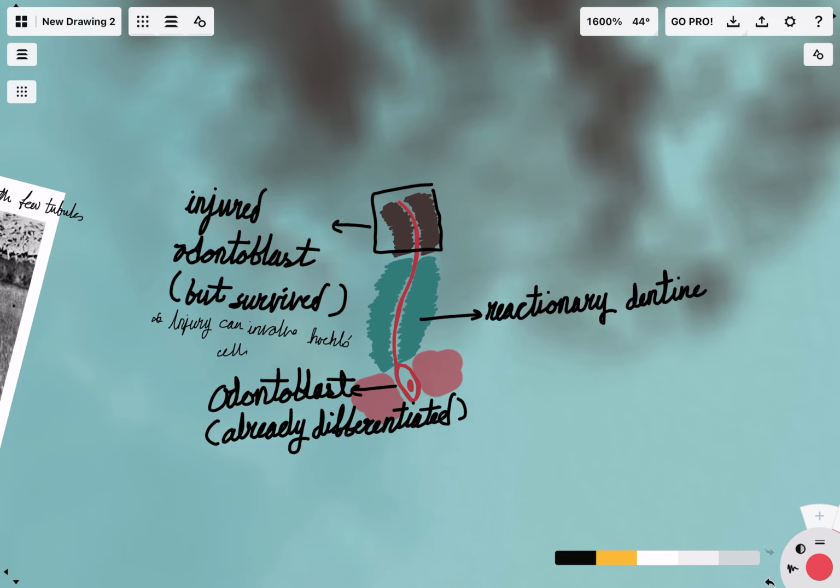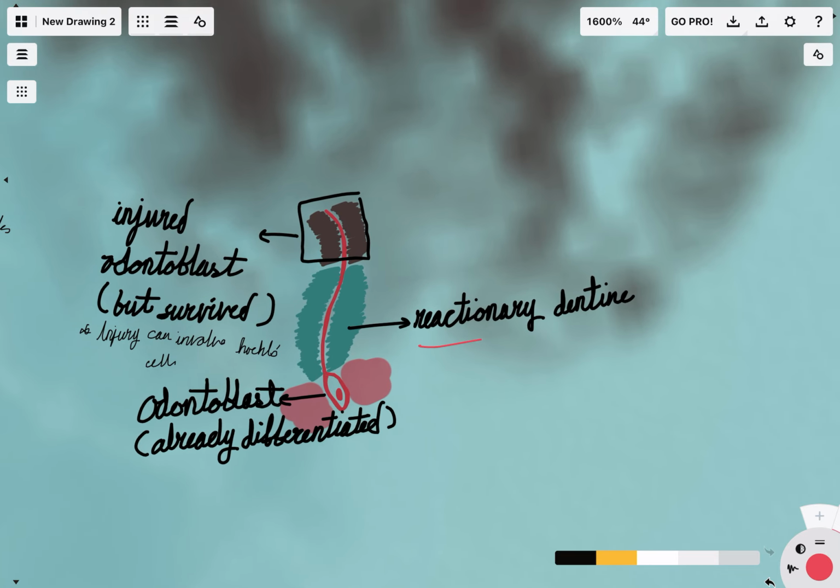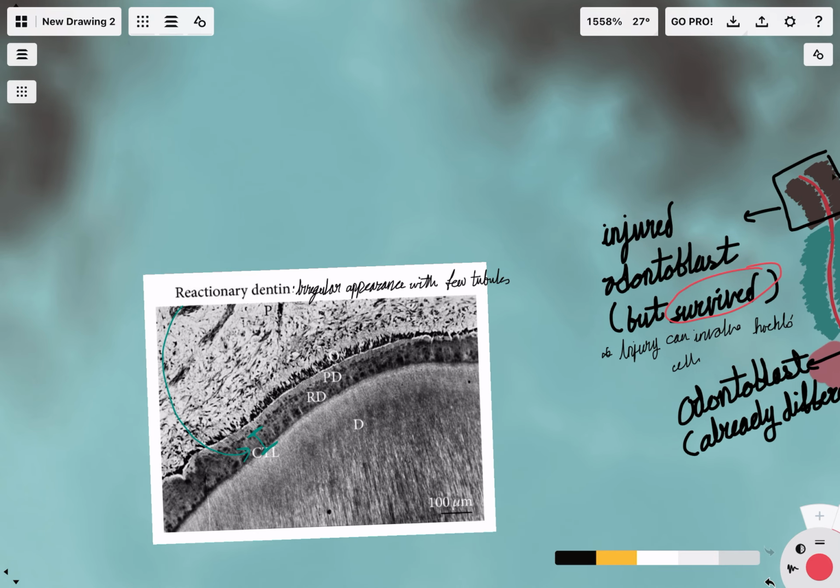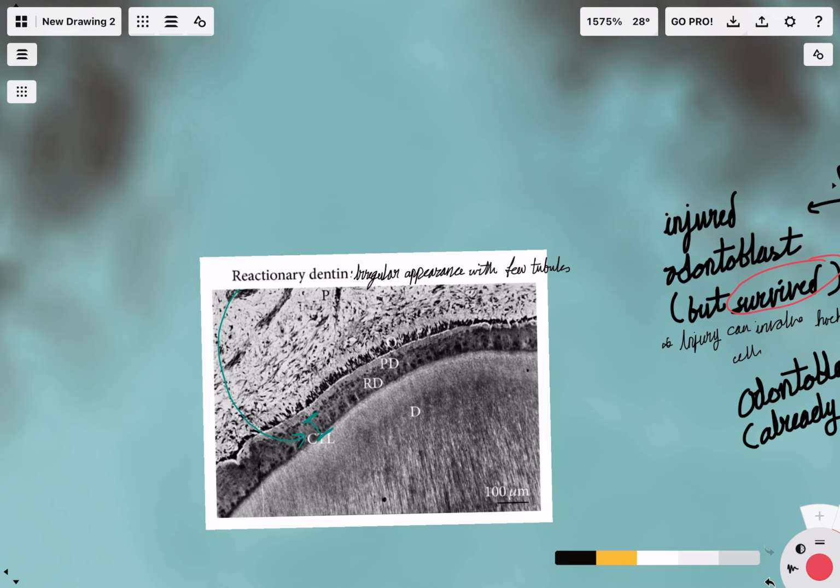The first type is the reactionary dentine, which involves a response to an injury to the odontoblasts and results in their survival, and it may involve an injury to healthy cells as well. It is similar in structure to secondary dentine or can have an irregular pattern.